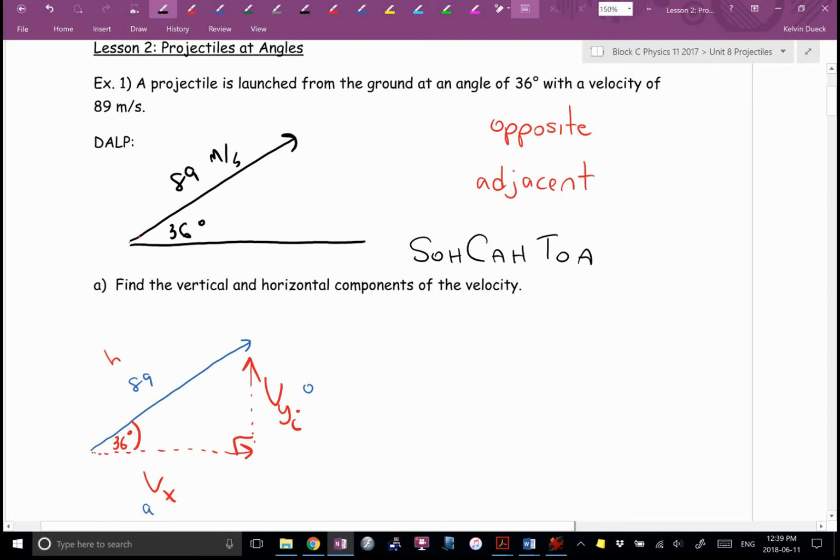S-O-H-C-A-H-T-O-A. The S stands for sine, which is one of the buttons on your calculator. It's pronounced sine, not sin. Sin is when you call sine sin. That's a sin. Call it sine, please. Sin is when you swear in my class. Sine is the trig function.